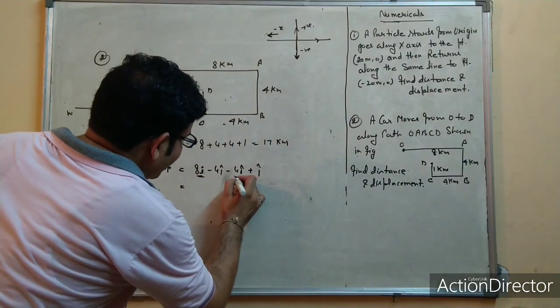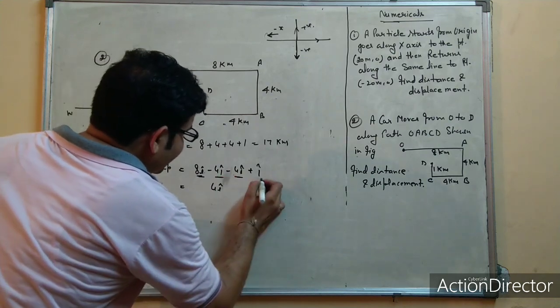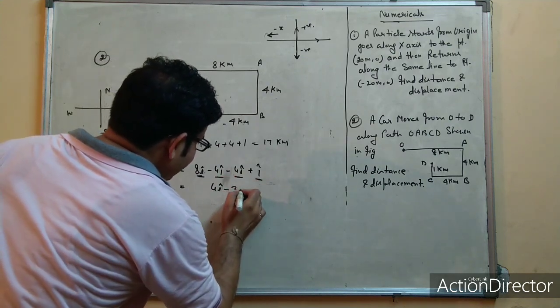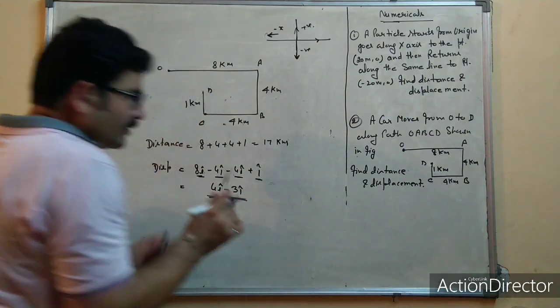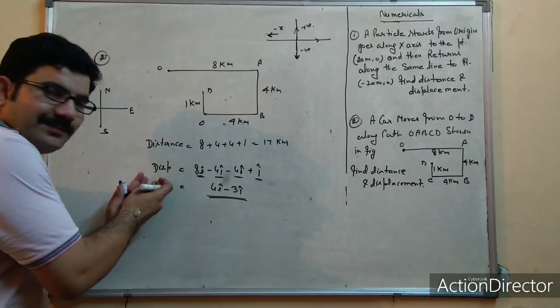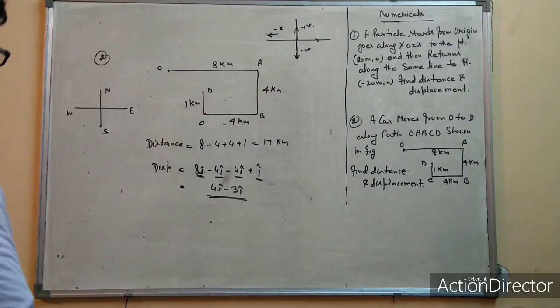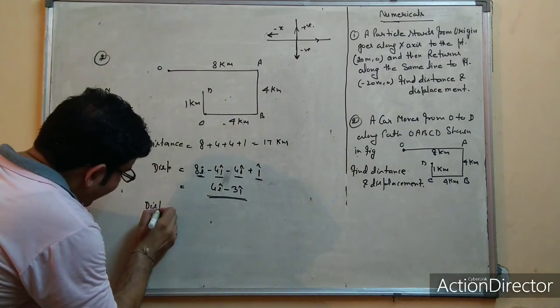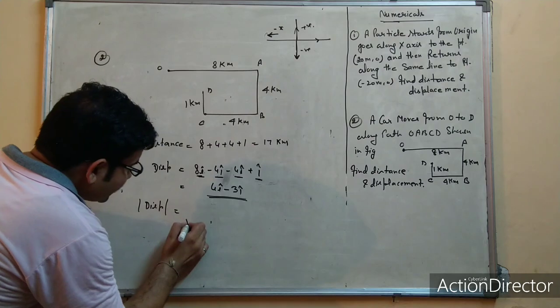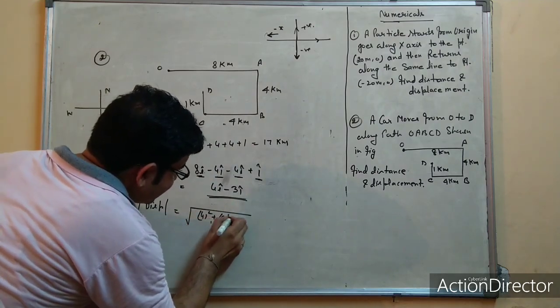8i minus 4i is equal to 4i. And minus 4j plus j is minus 3j. This is the displacement vector in terms of position vector that we have found out. Now we will find the magnitude. So what about the magnitude? You have to take the modulus: square root of 4 square plus 3 square.